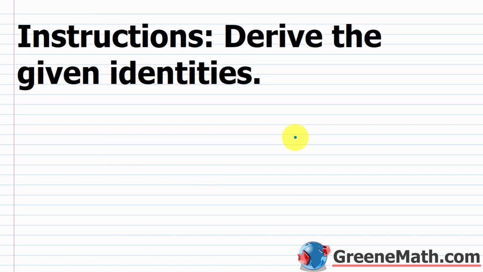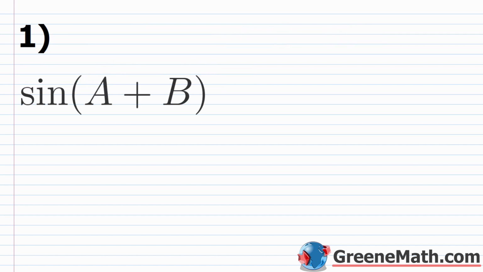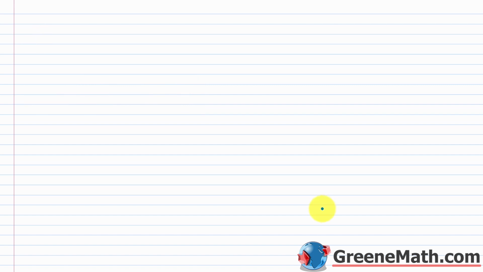All right, let's take a look at the practice test. For the instructions, we're asked to derive the given identities. And for problem 1, we're going to start with the sine of a plus b. In the previous lesson, we talked about how we could get something like the cosine of, let's say, a minus b. And we also know how to do the cosine of a plus b, but we're going to use this one here.